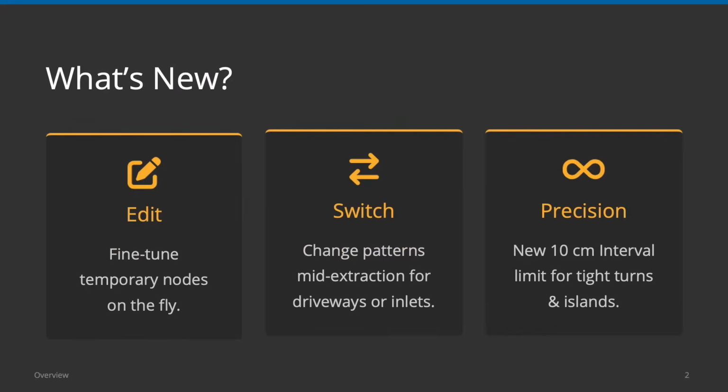TBC 25.20 brings three main updates to curb and gutter extraction. First, you can now edit temporary nodes on the fly. Second, you can switch patterns mid-extraction. And third, you now have a new tighter 10 cm interval option for increased precision around curves and complex shapes.